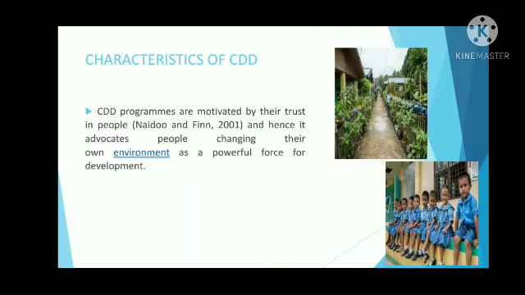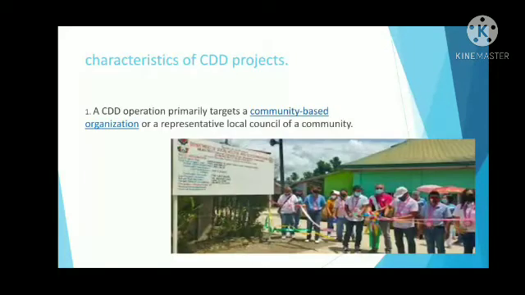So we have the first characteristic of CDD projects. A CDD operation primarily targets a community-based organization or a representative local council of a community. This community focus means that the essential defining characteristic of a CDD project is that the beneficiaries or grantees of implementation are agents of the community. Since the focus on small communities is so large, the CDD normally targets small-scale sub-projects in the community.